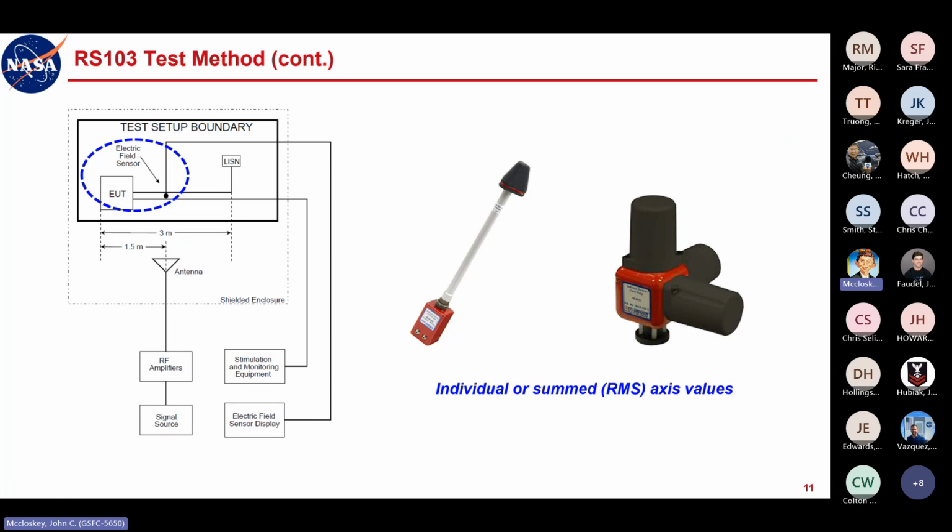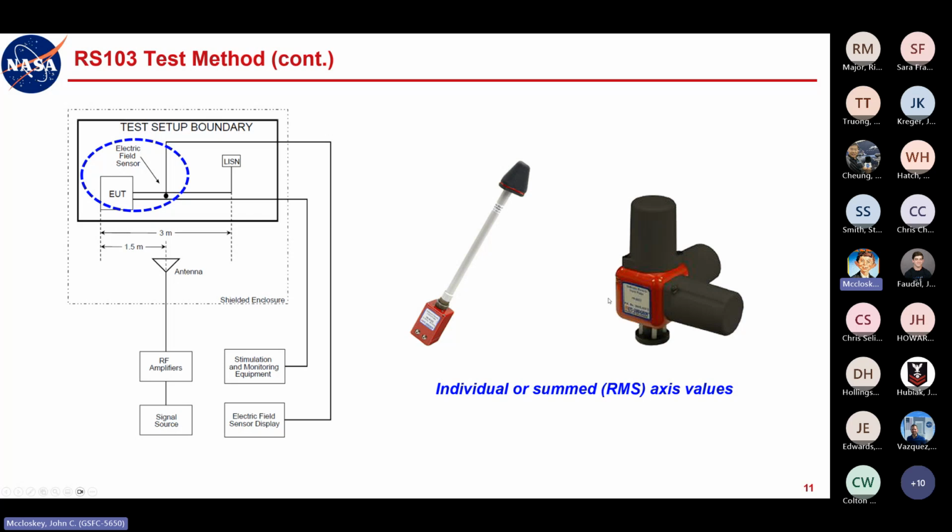Anyway, so then the other part of your test setup is the electric field sensor. You need to have something that is detecting and sensing the electric field that you're applying to provide you that feedback of the level that you are actually applying to the UT. So this is clearly a crucial part of the test setup as well.